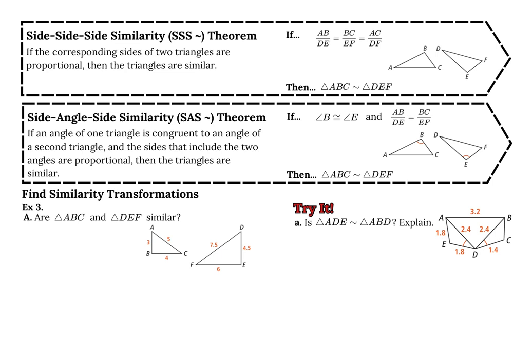All right, next is the side angle side similarity theorem. So if we have an angle of one triangle that is congruent to an angle of the second triangle, and the sides that include the two angles are proportional, so that means that the sides that are adjacent to that angle are proportional, then our triangles are similar. So if we know that angle B and E are congruent, and we know that AB and DE are similar, and BC is similar to EF, so if we have a side, an angle, and a side, then we are able to prove that our two triangles are similar.